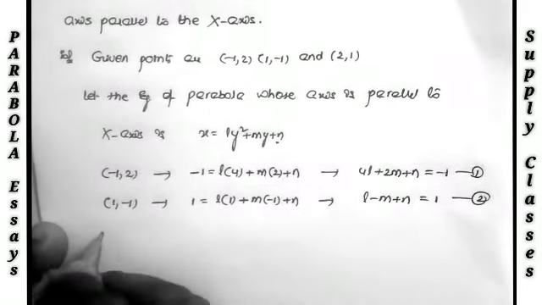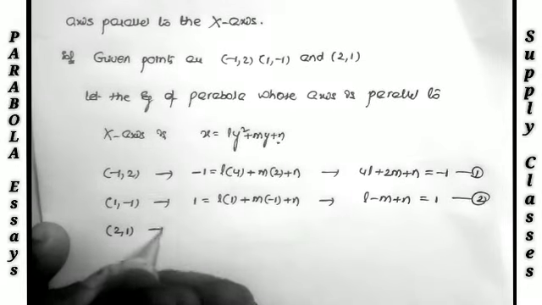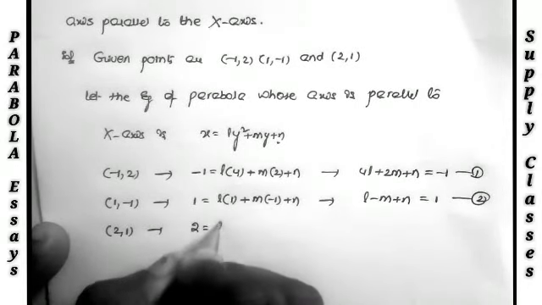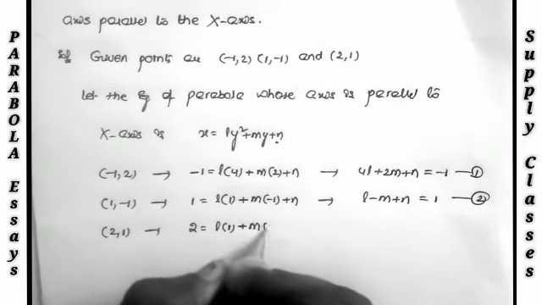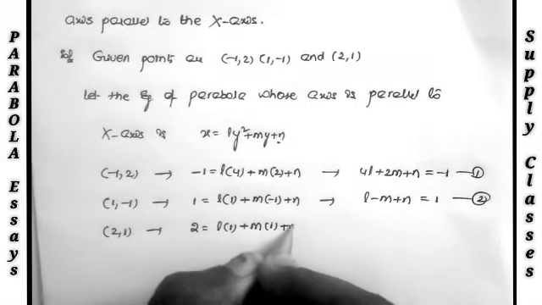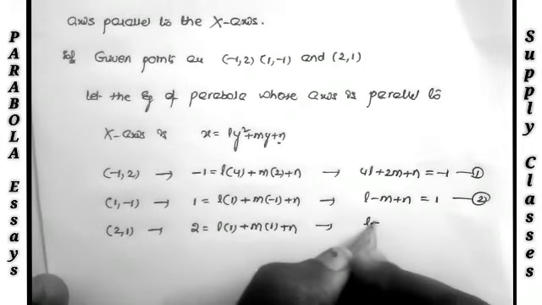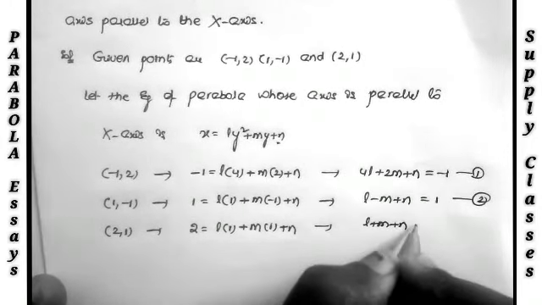Okay, now substituting the third point, 2 comma 1, that is x equals 2 here. 2 equals l into 1 squared, that is 1, plus m into 1, plus n. That implies l plus m plus n equals 2. Okay, this is the third equation.